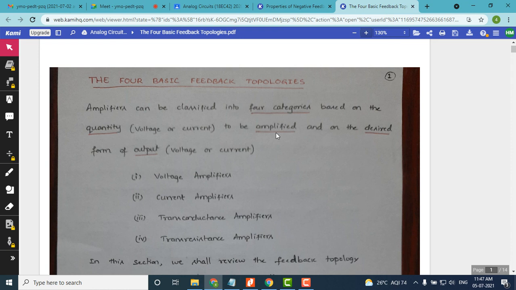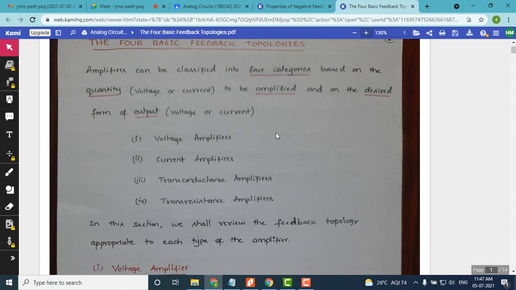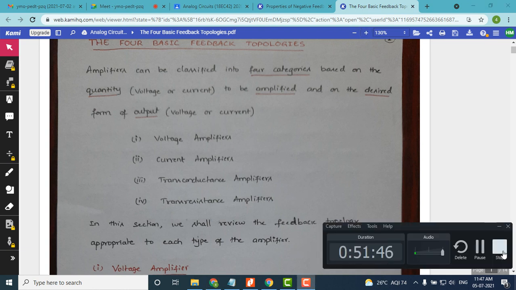In the next class, we are going to start with the 4 basic feedback topologies. Okay, it is again important from the examination point of view. So we will cover the important topologies like voltage amplifier, current amplifier, transconductance and transresistance amplifier, with all the relevant derivations like gain, input and output impedances. Okay, we will stop at this point. Later on, we will continue in the next class.